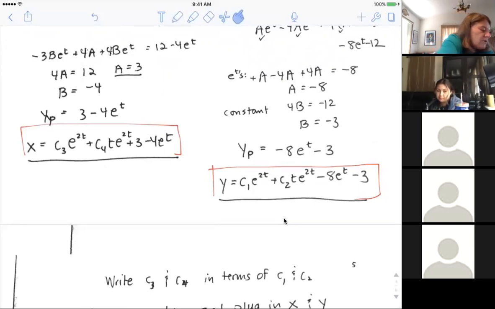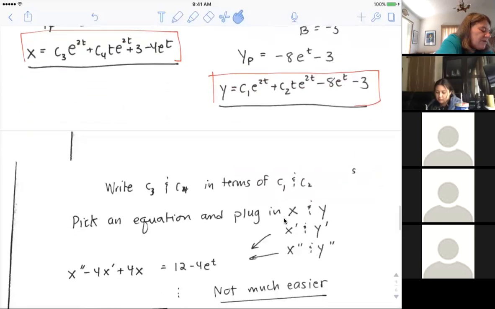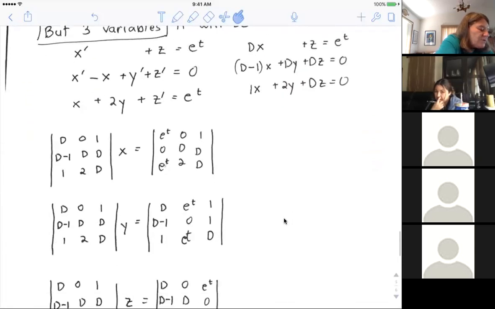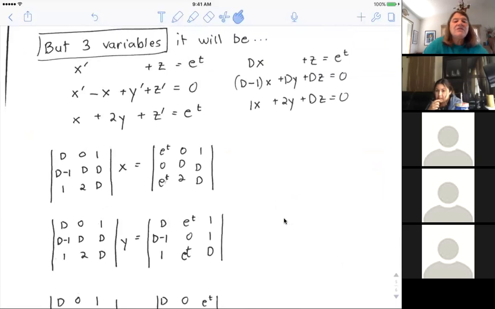So let me say one other thing. You finish it the same way. You put C3 and C4 in terms of C1 and C2. But let me tell you what happens with 3 variables, because with 3 variables, this is way easier than trying to eliminate variables systematically. So I'm just going to set it up for you and just do one of them, and you can see sort of what happens. Here's the DE.